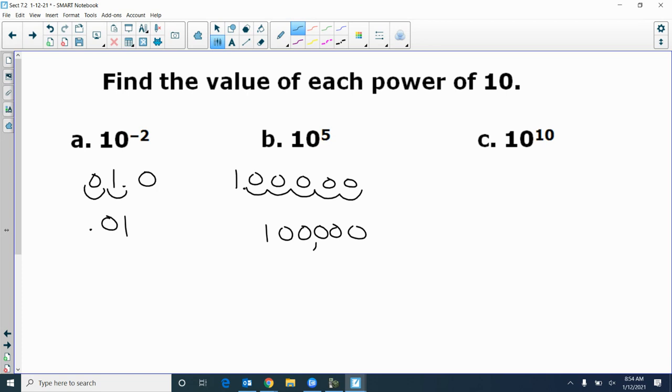Got $100,000. Ballpark. Now, shortcut, if it's a positive exponent, add that many zeros. If it's a negative exponent, add 1 less. So 10 to the 10th, start with 1, and I'm going to go 1, 2, 3, 4, 5, 6, 7, 8, 9, 10. Oh, that's a big number. Is it 10 trillion or 10 billion? 10 billion. Too many zeros for me. 10 billion. Okay. That's just for a power of 10.